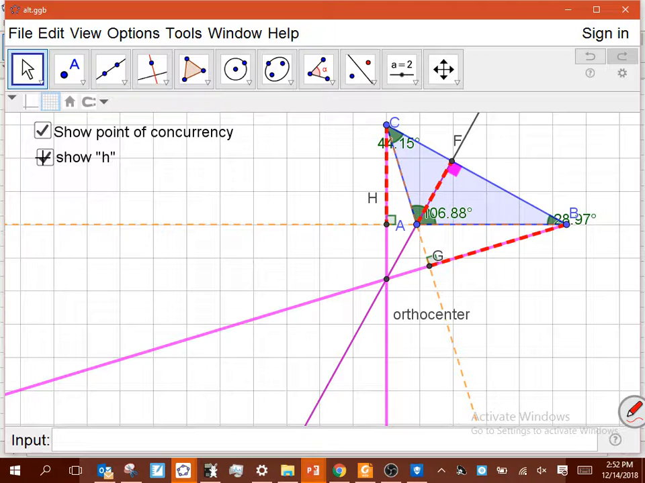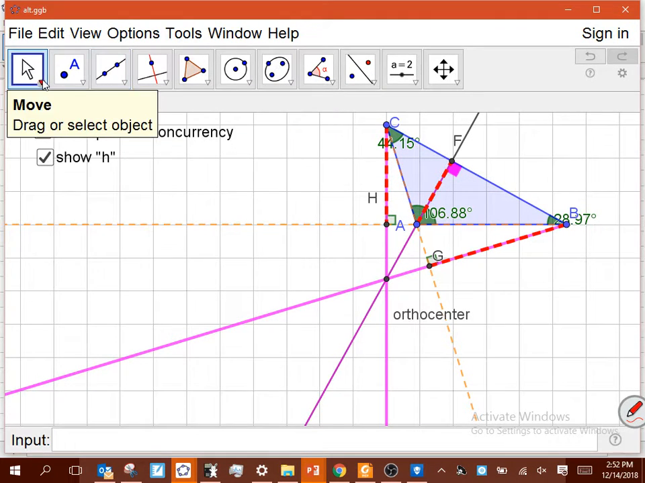There are features of altitudes, guys, that we could talk about. Maybe we will on Monday. Kind of like the centroid being the center of gravity, the incenter being equidistant from the sides of a triangle, the circumcenter being equidistant from the vertices of a triangle, that kind of stuff. We'll have a little time on Monday. We'll talk about that with orthocenters.